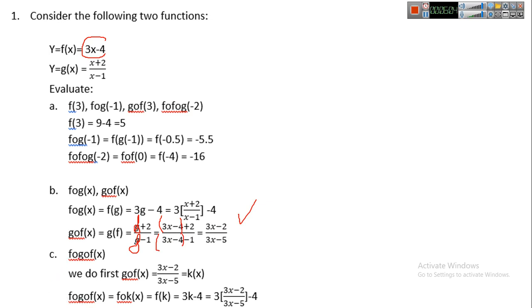Now I want f of g of f of x. So first of all I do g of f of x alone, which is already done here. Suppose it's k. Name it by k. So instead of having f of g of f of x, since this is k, you have f of k of x, so it's f of k. So you go to f, you replace this x by k. So it will be 3k minus 4, and k is nothing else than this whole expression.